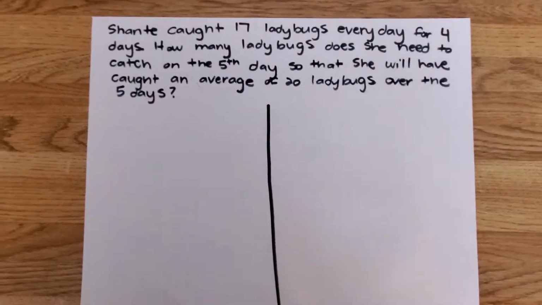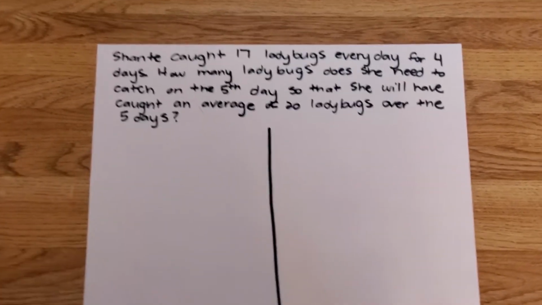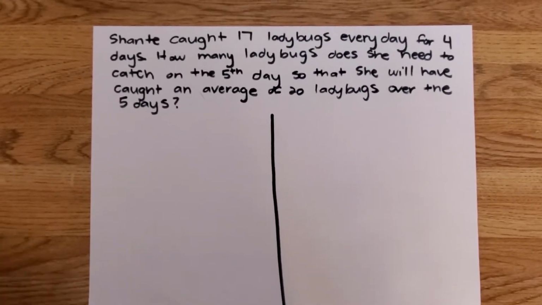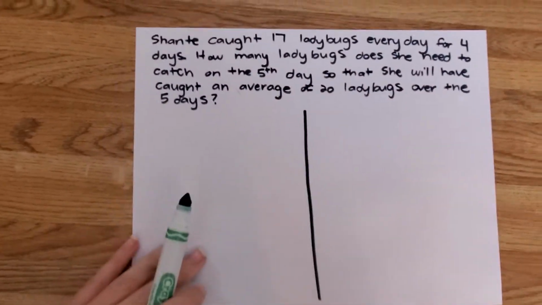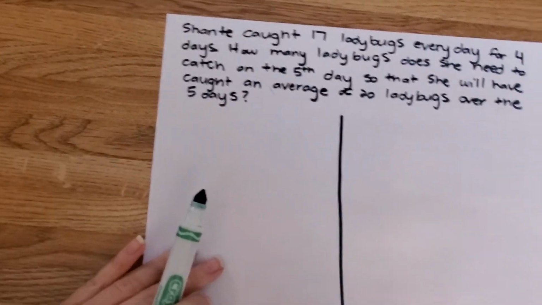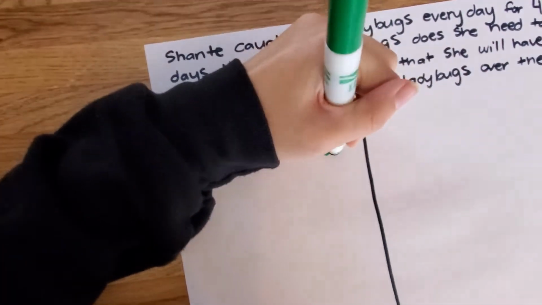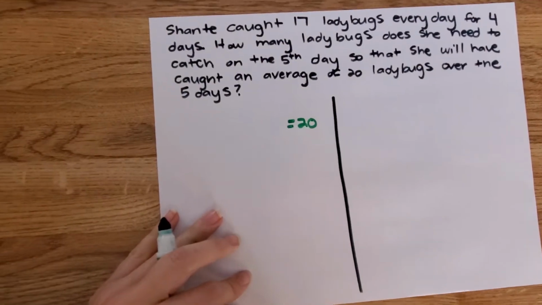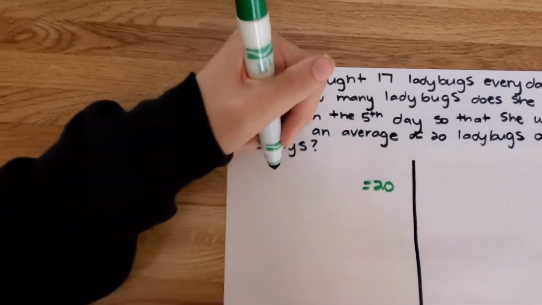So how many are we going to need to raise our average to 20? It's going to have to be bigger than 17 because we want to raise the average. Right now our average is 17. So let's look at this in 2 different ways. Now we know we want this average to be equal to 20. And like I said before, we know the formula for average, so let's put this in here.